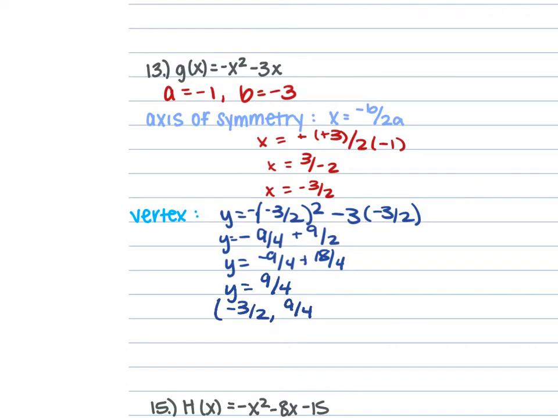And for this one, because our a is negative, we're going to have a maximum value. And that maximum value comes from the y value in our vertex, which is 9/4, which is also 2 1/4. So we have our maximum value, the vertex, and the axis of symmetry of x is equal to negative 3 over 2.